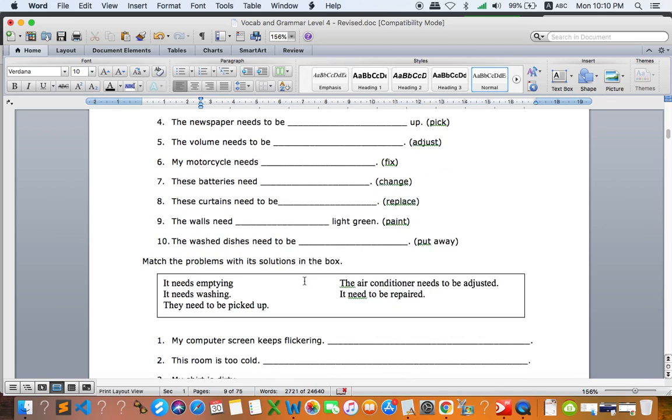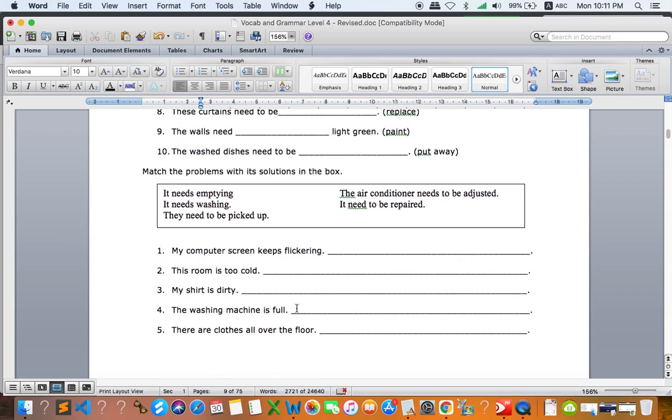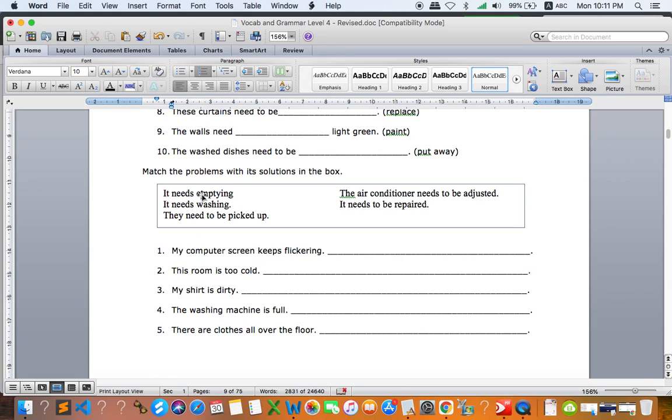All right, and next one, match the problems with its solutions in the box. So I'd like you to take a look at these answers given right here, and then you have to match. We have something wrong with this. It should be needs, with S. So I'd like you to match.